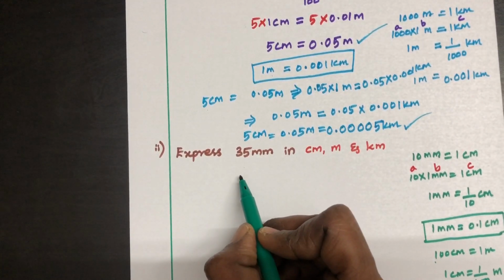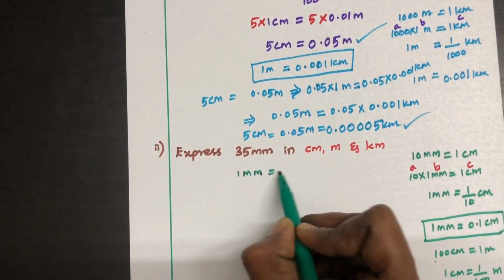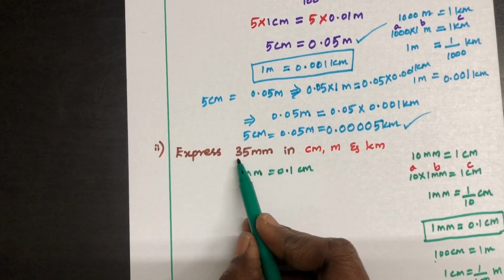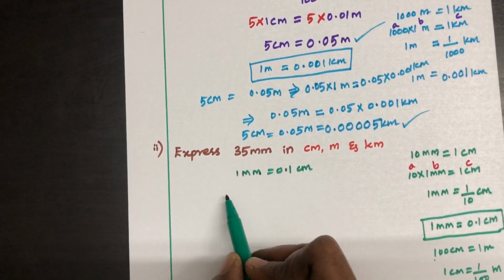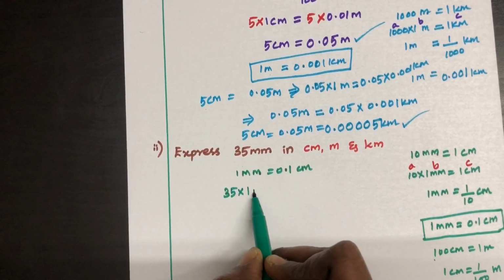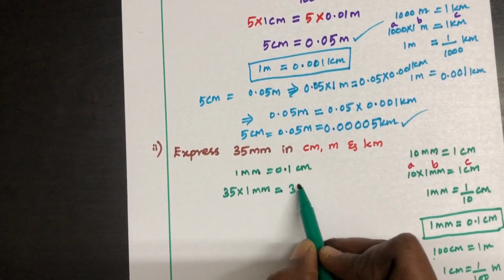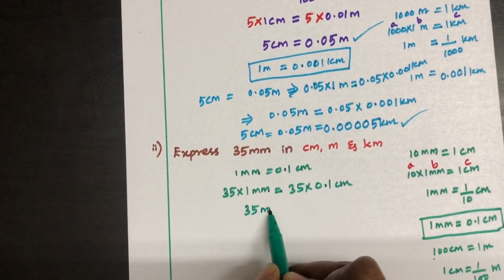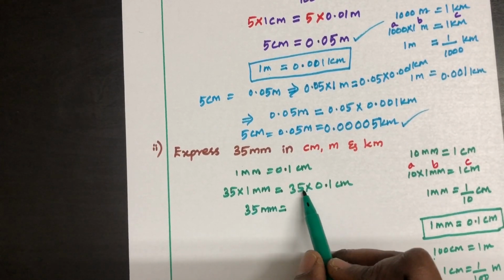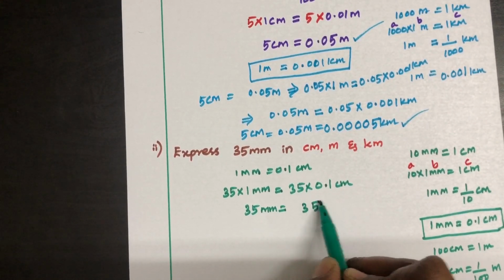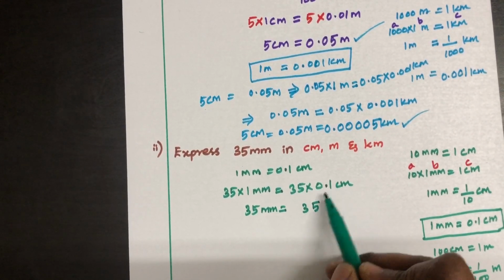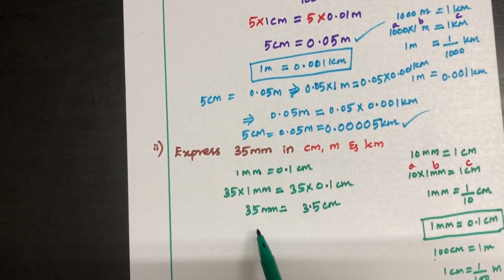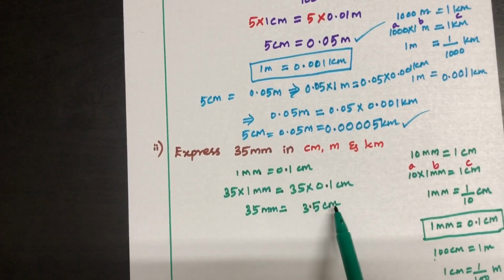So 1 mm equal to 0.1 centimeter. See here 1 mm. Now we want 35 mm. Just multiply 35 on both sides. 35 into 1 mm equal to 35 into 0.1 centimeter. So 35 mm equal to, just multiply 35 and 1, 3, 5. Count the decimal part, only 1 decimal digit. So we need to leave 1 digit in the right hand side, 3.5 centimeter. So we have expressed 35 mm in centimeter.